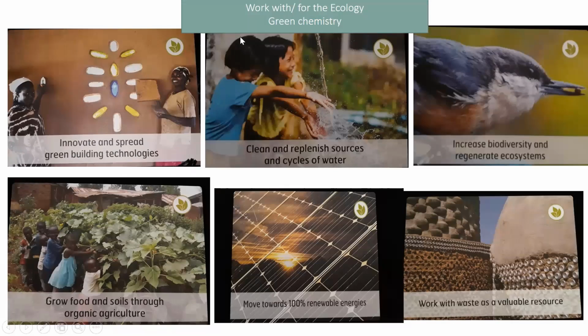Innovate and spread, the last one, for green chemistry and ecology. Innovate and spread green buildings and technologies. Clean and replenish sources and cycles of water. Increase biodiversity and regenerate ecosystems in our neighborhoods. Grow food in our neighborhoods and soils through organic agriculture. Move towards 100% renewable energy, and work with waste as a valuable resource.